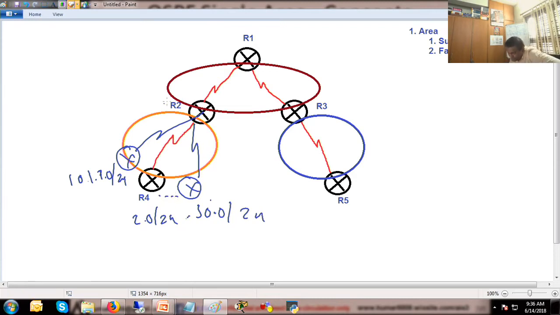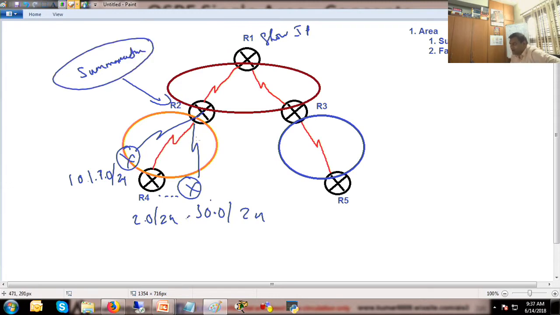Now, head office will get how many routes? 30 routes. If I give show IP route, I'll get 30 routes here. Now here in R2, I will do something called summarization. What is summarization? I will see what is the common value in this, 10, 10, 10. I was sending 30 routes, 10.1.1.0, 10.1.2.0 like that.